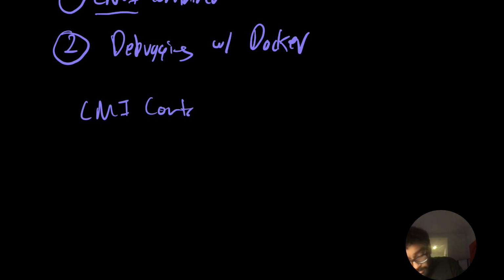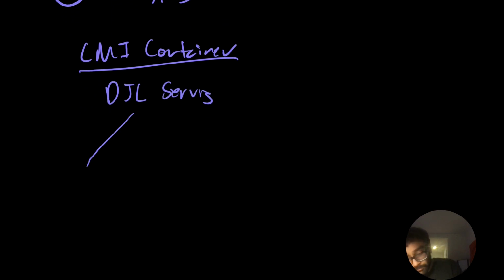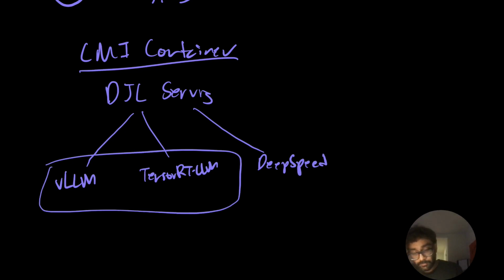So if you remember the LMI container, it has an open source Deep Java Library serving stack as its backend. And through the serving stack, it exposes different popular large language model serving frameworks such as vLLM, TensorRT-LLM, and I don't believe it supports this anymore, but it used to support DeepSpeed, one of the older frameworks. A lot of it is centered around this, and especially vLLM is what's been the industry standard lately, and what the LMI container integrates with very heavily.